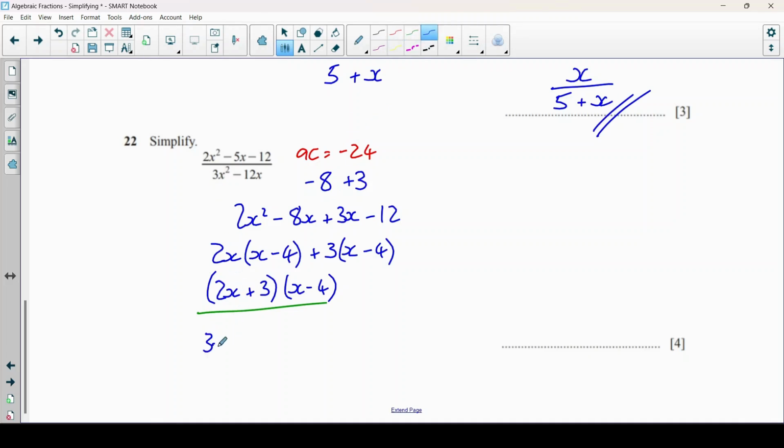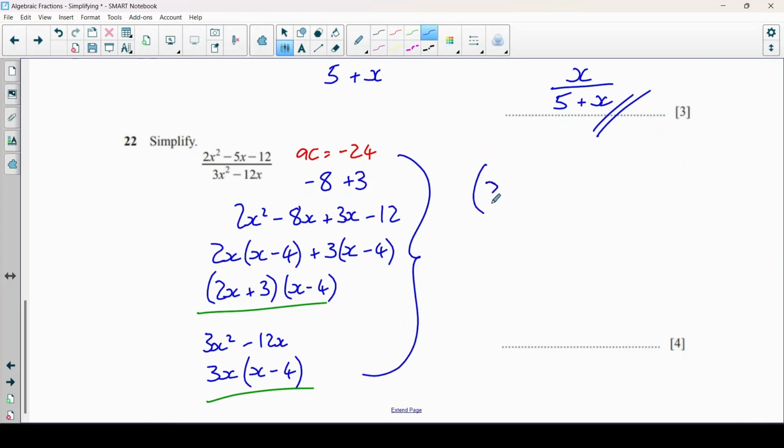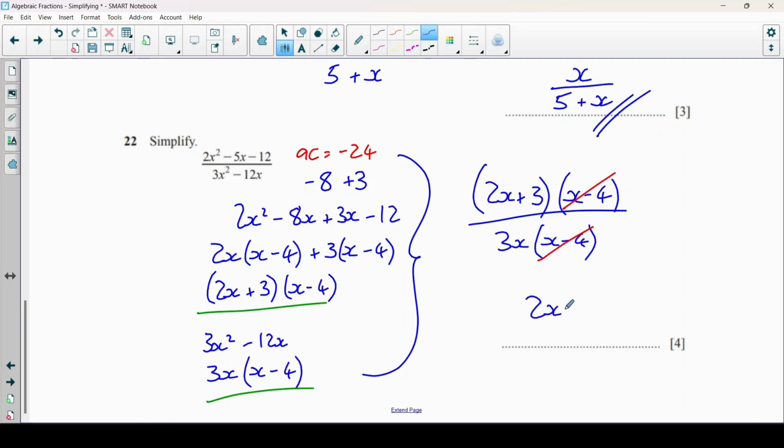3x squared minus 12x. That looks like a single bracket. Let's take 3x out and we get x minus 4 inside the bracket, which kind of makes sense because then it's going to cancel with that one from the quadratic above. So 2x plus 3 times x minus 4 over 3x brackets x minus 4. Divide top and bottom by x minus 4, and we get 2x plus 3 over 3x.